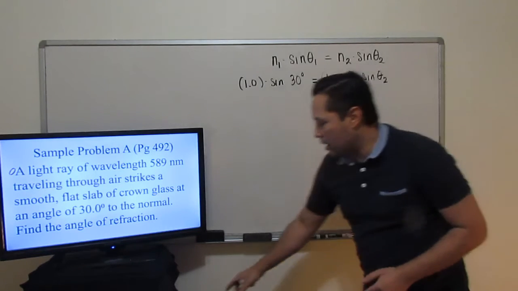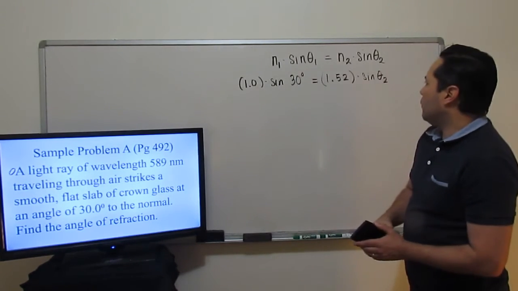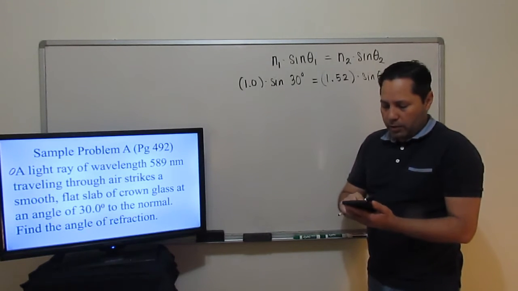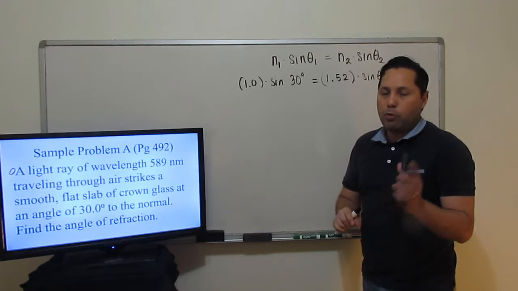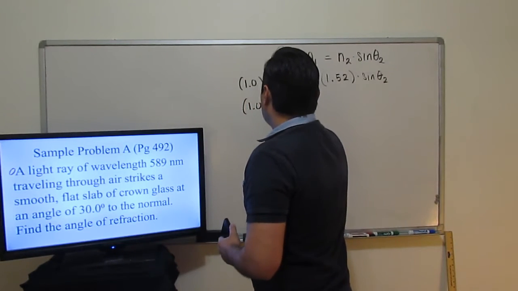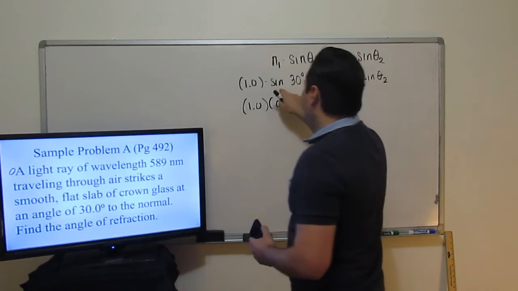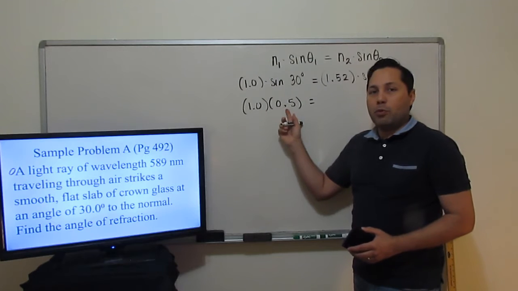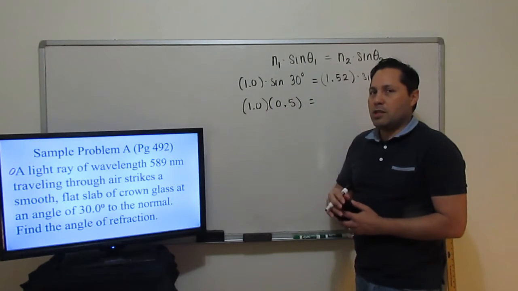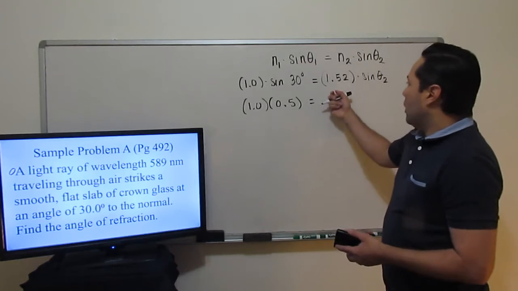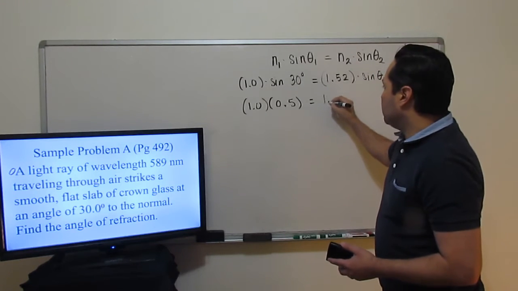In my calculator, I'm going to find sine of 30. Sine of 30 gives me 0.5. So I have 1 times 0.5. If your calculator does not give you 0.5 for sine of 30, chances are you have it in radians instead of degrees, so switch the mode. Alright, bring this side down.